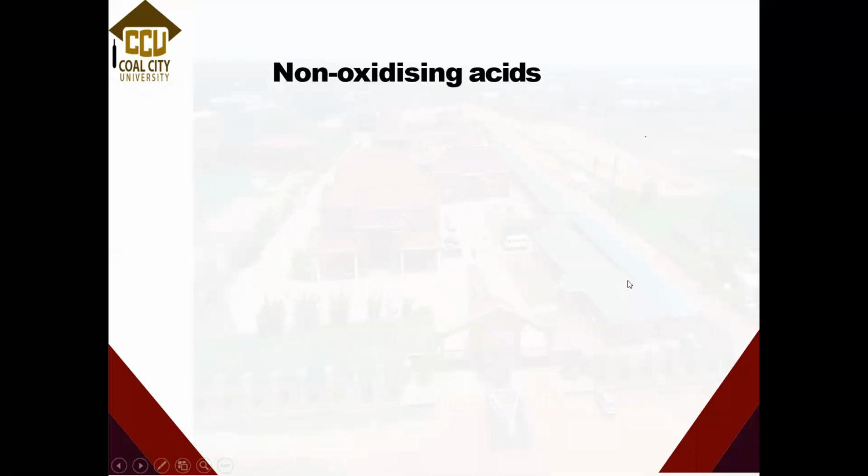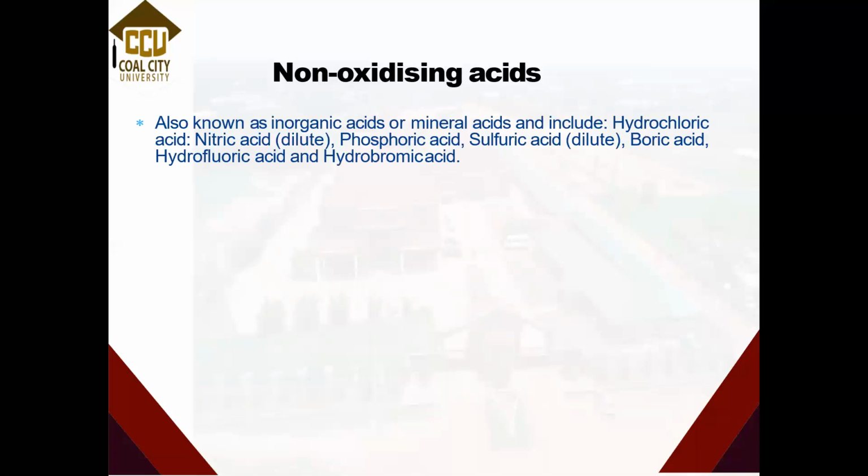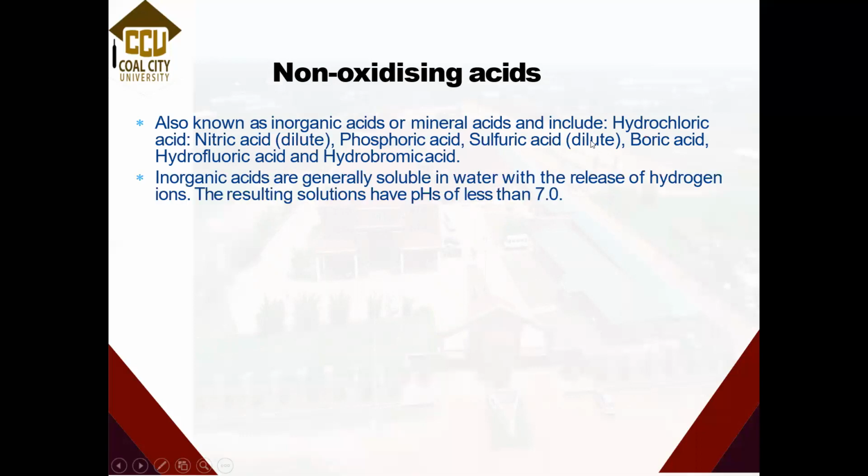Now let's look at what we call non-oxidizing acids. They are also known as inorganic acids or mineral acids and include hydrochloric acid, nitric acid, phosphoric acid, sulfuric acid, boric acid, hydrofluoric acid, and hydrobromic acid. All these, we call them inorganic acids or mineral acids. You can see nitric acid I put here, dilute. They are in the diluted form. Sulfuric acid, dilute. So we call them the mineral acids.